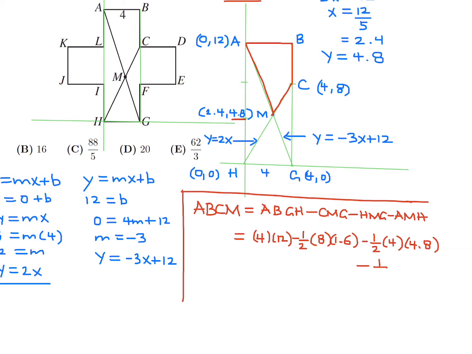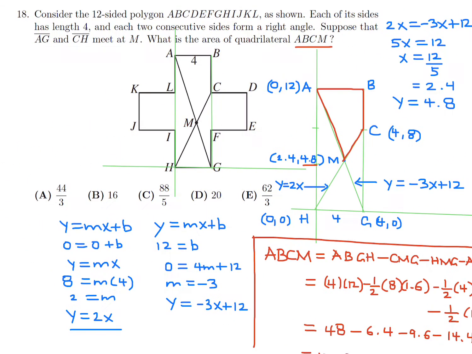And finally, AMH, 1/2 base times height. The base is 12 all the way from top to bottom, and the height is the x-coordinate of M, which is 2.4. And that's it. We're done. We just have to do the math here. So this looks like 48 minus 6.4 minus 9.6 minus 14.4, and that is 17.6. They've got it in fractions, but if you were to figure out each of these fractions, 17.6 is equal to 88/5. So number 18, the answer is C.